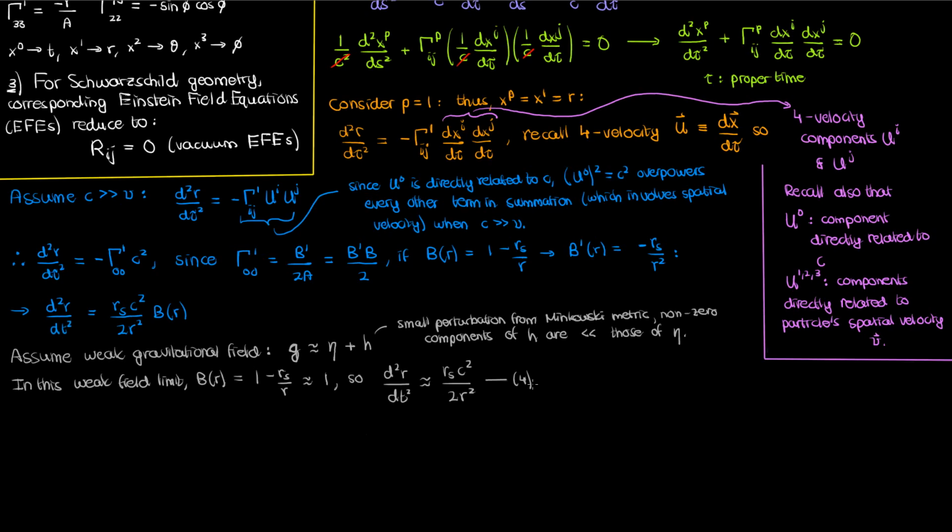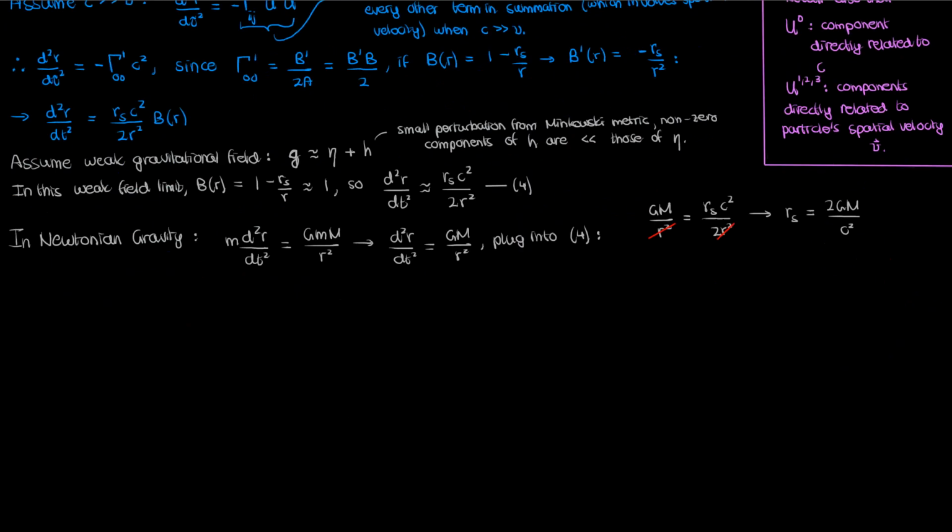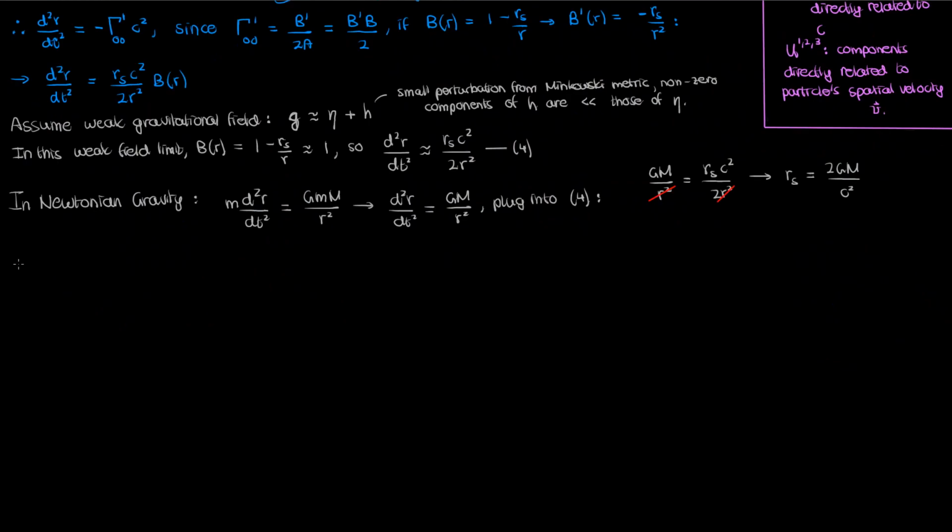Additionally, because we're assuming a weak gravitational field, we can use the physics of Newtonian gravity to write an equation for our acceleration in r. From Newton's second law and Newton's law of universal gravitation, the acceleration, after canceling out the small mass m of the test particle, is just G times capital M over r squared. If I plug this into equation 4, I end up with the following. If I then isolate my r sub s, I find that r sub s is 2GM over c squared, where again capital M is the mass of our massive spherical object generating the Schwarzschild geometry.